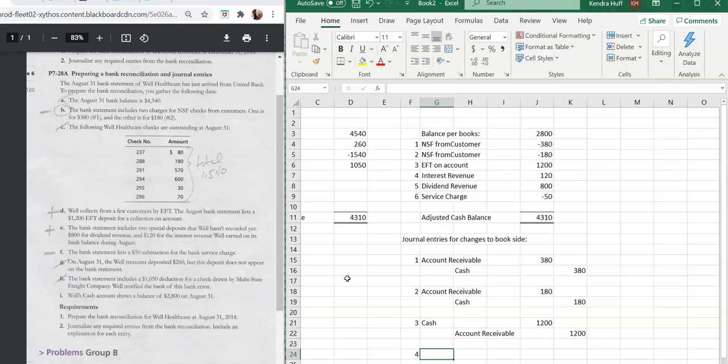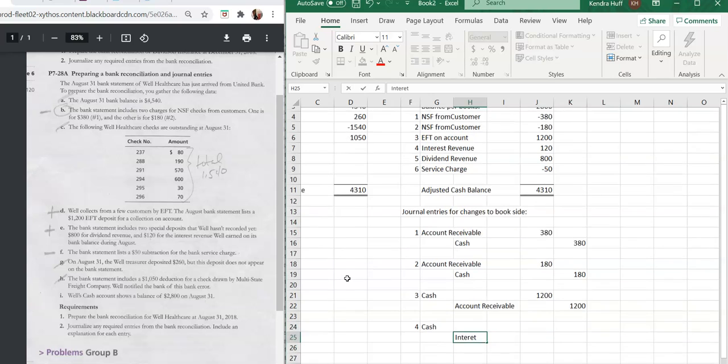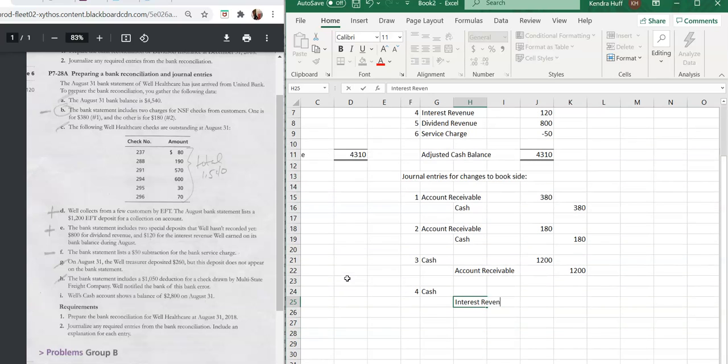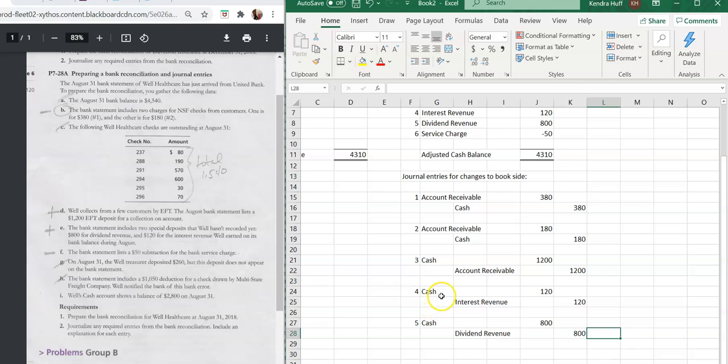All right, 4, they collected interest revenue. So I'm going to debit cash, credit interest revenue for 120. 5, same basic entry, cash and dividend revenue for 800. You could have made one entry for those too if you would have liked. You could have done cash for 920 and then interest revenue for 120 and dividend revenue for 800.